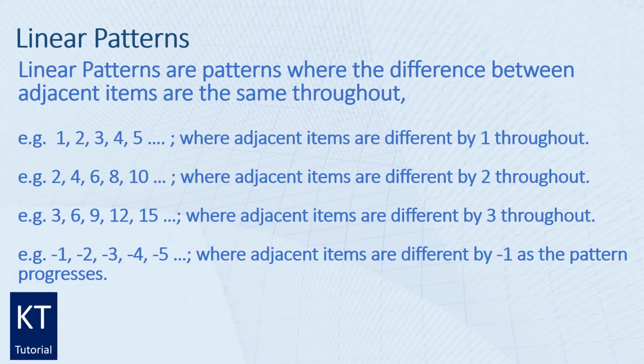As in 2, 4, 6, 8, 10, its adjacent items are different by 2 throughout. And as for 3, 6, 9, 12, 15, the adjacent items are different by 3 throughout. And as in -1, -2, -3, -4, -5, the adjacent items are different by -1 as the pattern progresses.